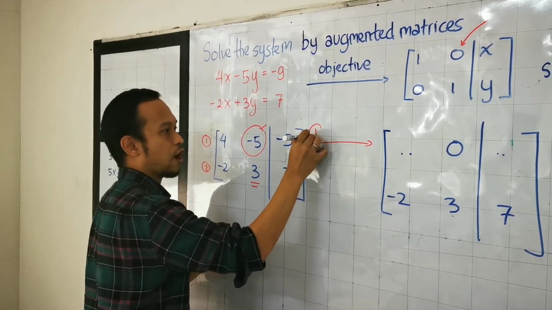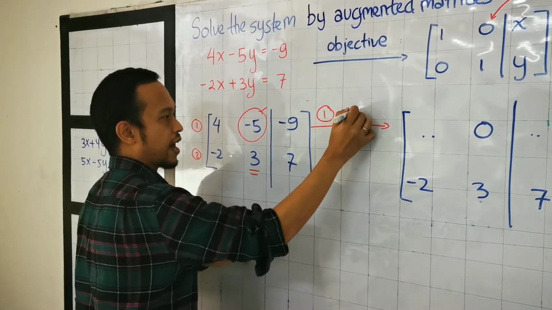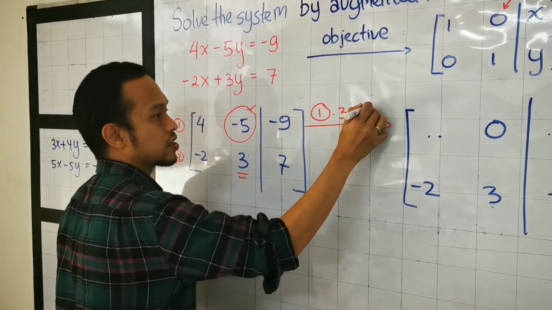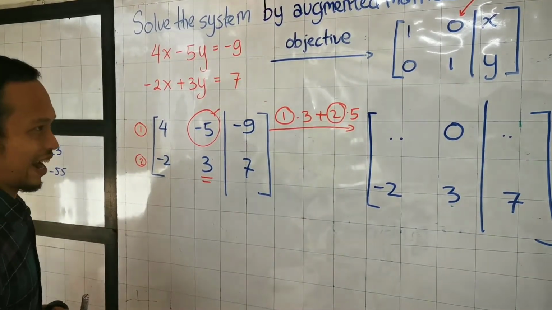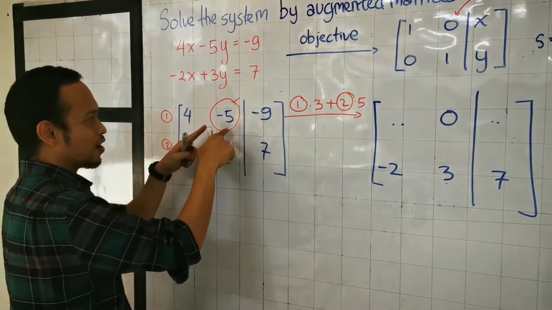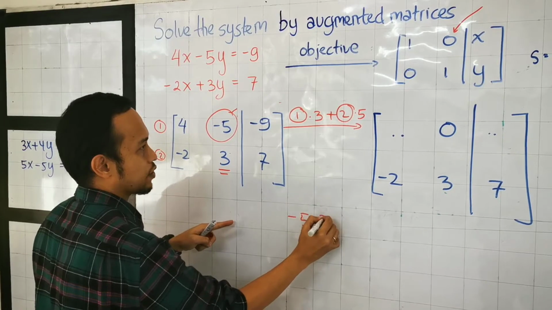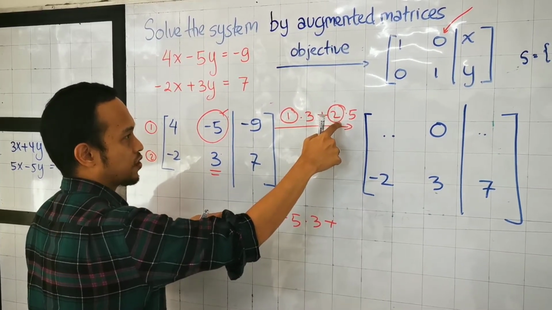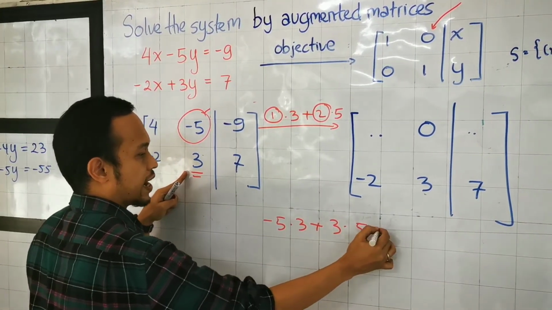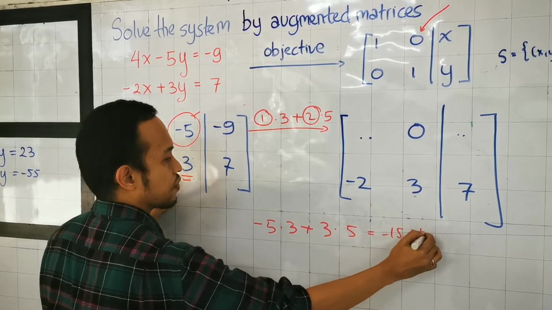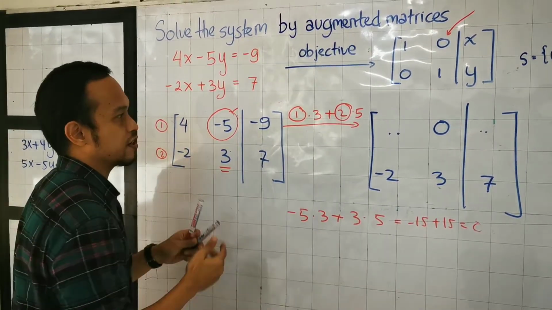I use the formula of the first row multiplied by 3, and then I add the second row multiplied by 5. Just follow me here. The first row value, negative 5, multiplied by 3, plus the value of the second row in the same column, 3, multiplied by 5. In the end, I will have negative 15 plus 15 equals 0. So yes, this is a reliable formula. You have figured out the formula.